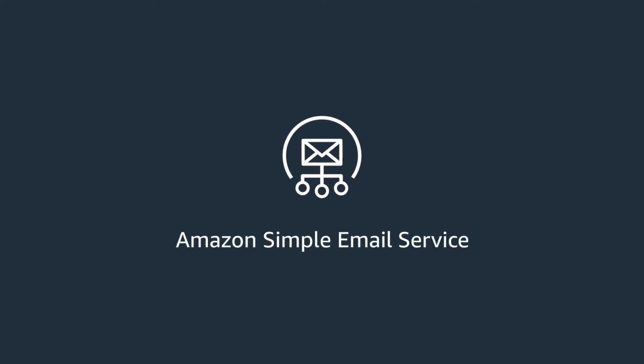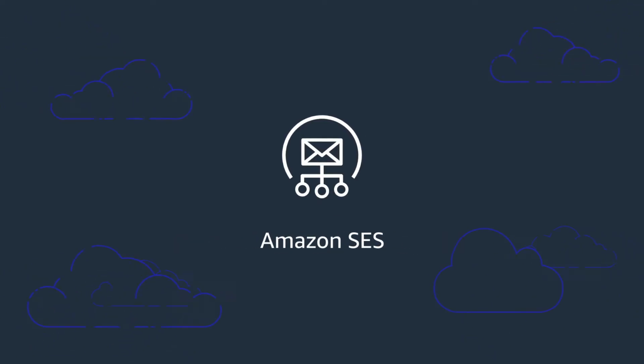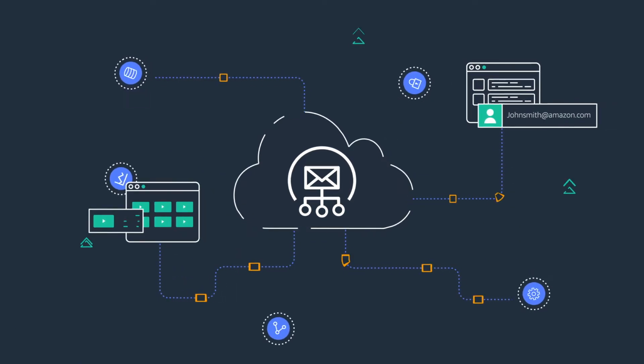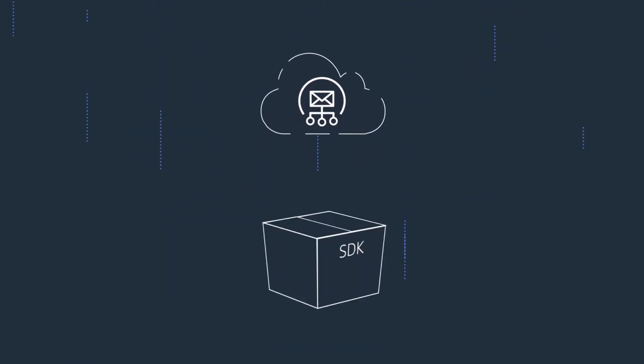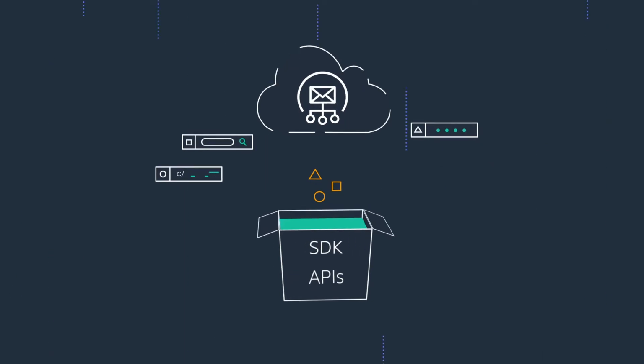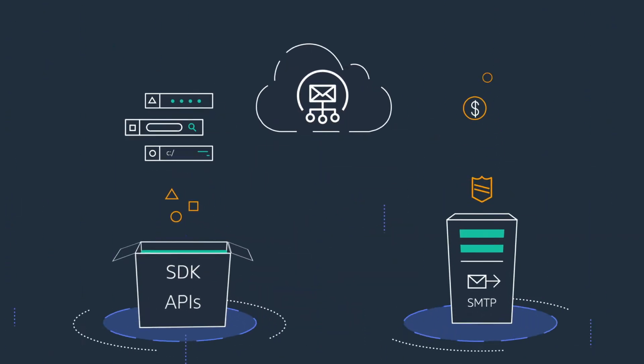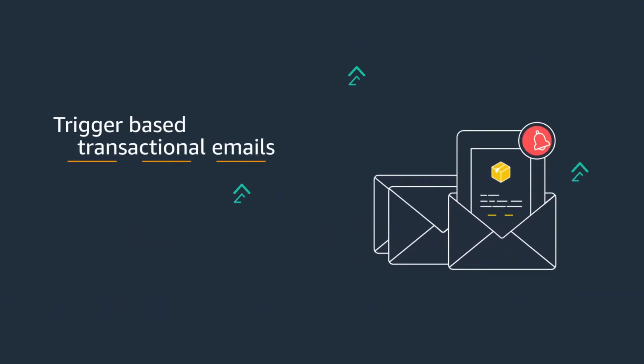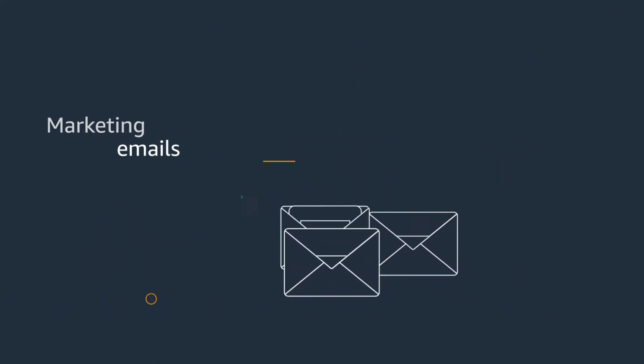Amazon Simple Email Service, or SES, is a cloud email service provider that can integrate easily into your existing technology. Using the Amazon SES SDK, or SMTP, emails can be configured quickly. Whether you send transactional or marketing emails, you only pay for what you use.